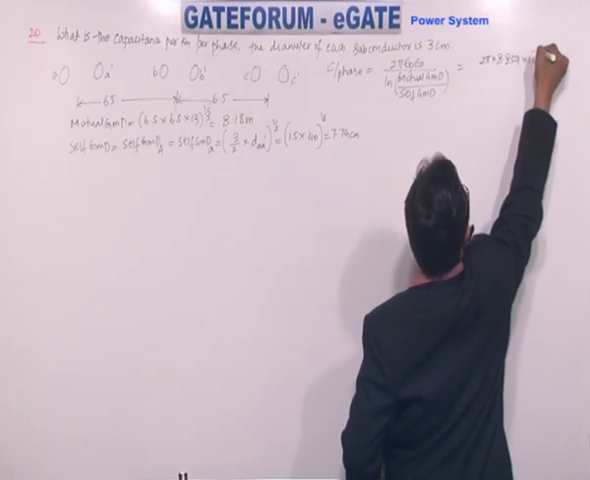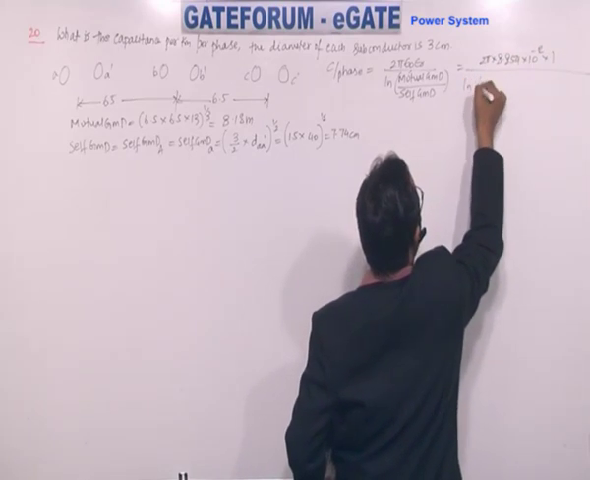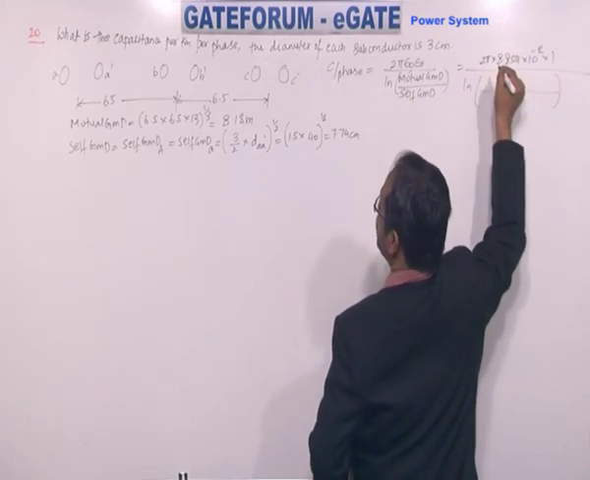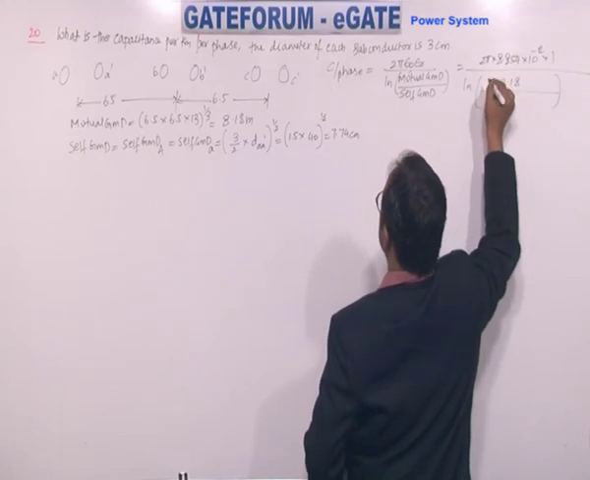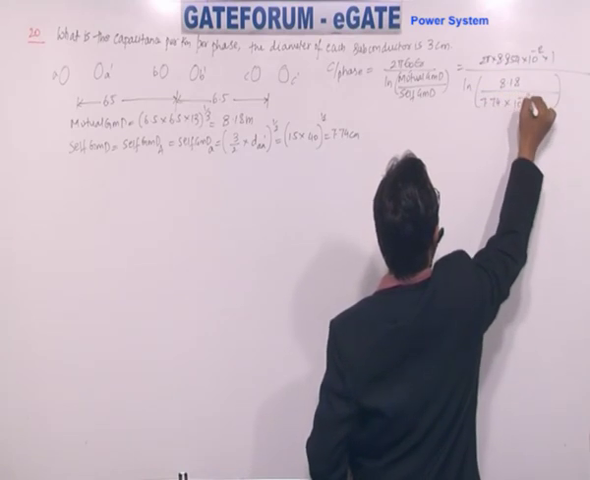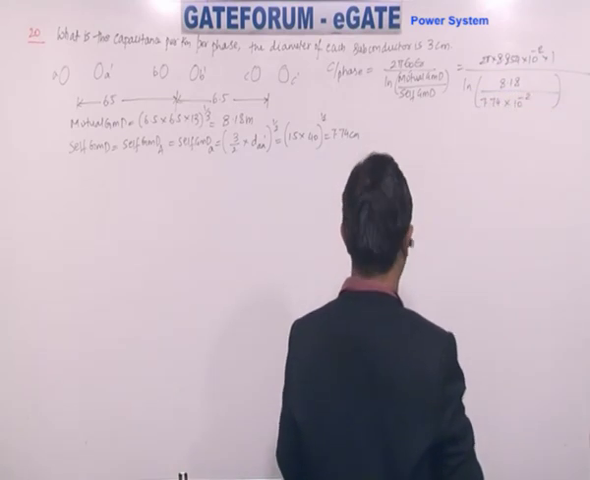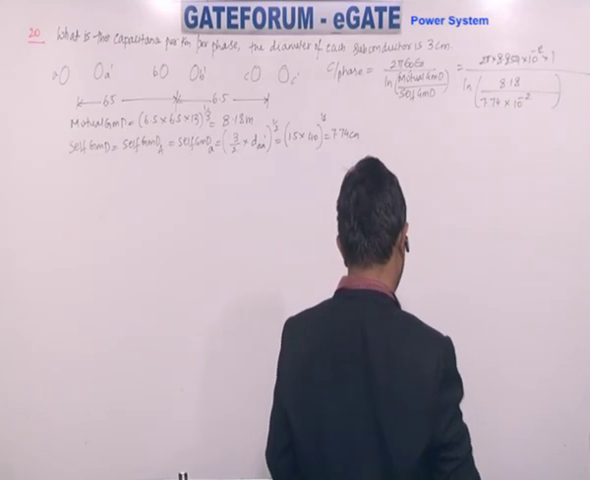So now you substitute 2 pi, 8.854 10 power minus 12, epsilon r is 1. What about mutual GMD? 8.18. Self GMD, 7.74 10 power minus 2. So calculate and find out.